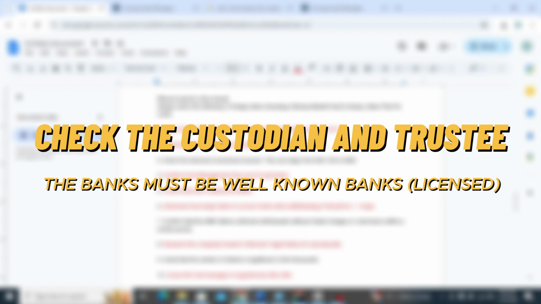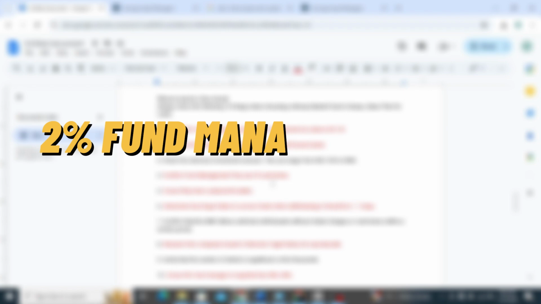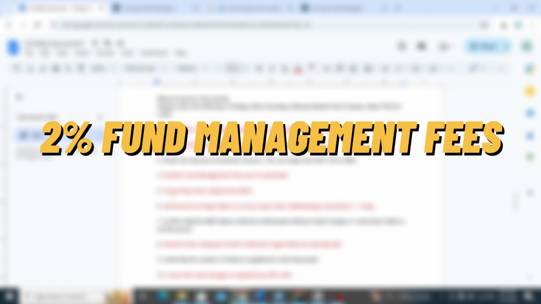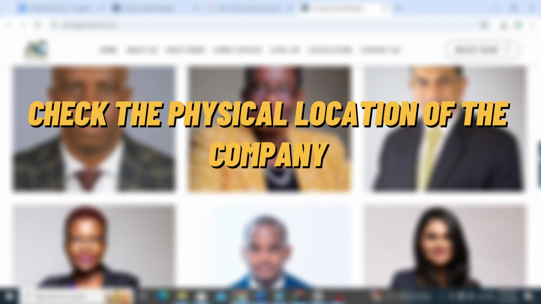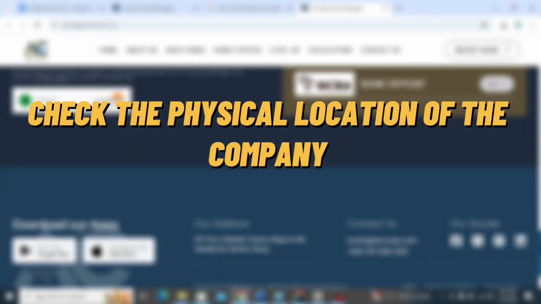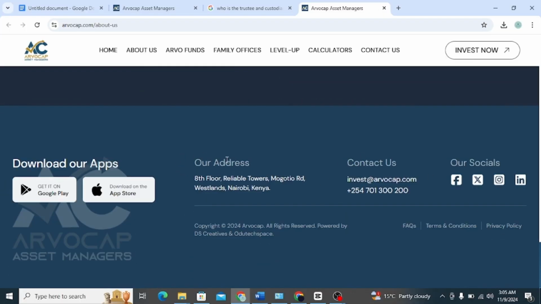Another thing you have to look at is to confirm fund management fees are 2% and below. Another thing is you must ensure that they have a physical location. Avocap Asset Management is located in Westlands. You can see they are on the 8th floor, Reliable Towers, Mogotio Road, Westlands, Nairobi.